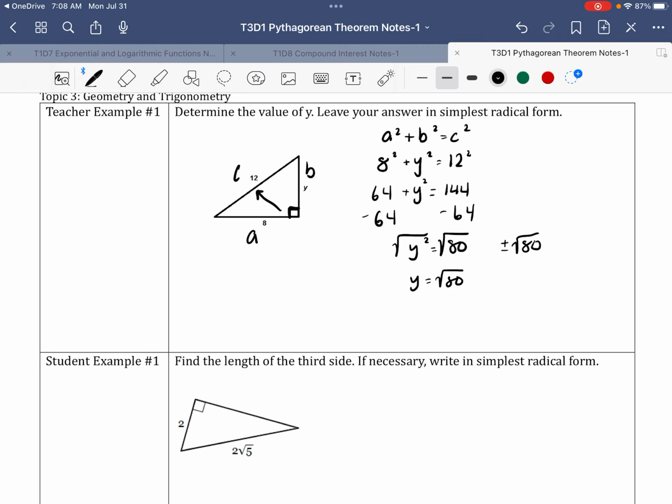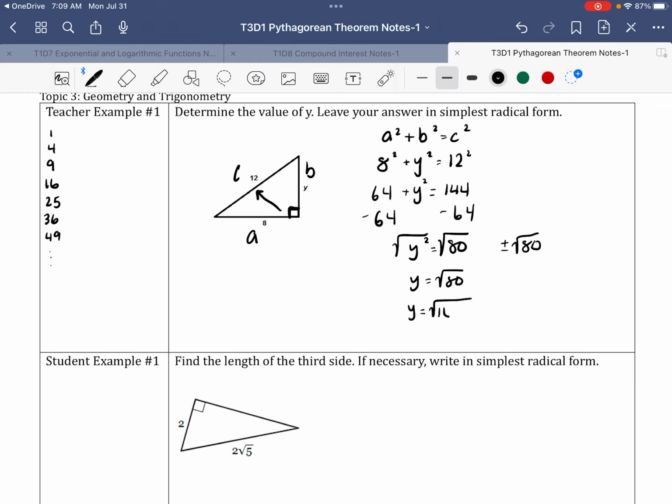Second, the square root of 80 is not in its simplest form because there are perfect squares that are factors of 80. And there's two ways that you can go about simplifying this. Number one is if you know all of your perfect squares, right? So those are your numbers 1, 4, 9, 16, 25, 36, 49, and so on and so forth. And you can figure out what is the biggest perfect square that is a factor of 80. In this case, it's going to be 16 because 16 times 5 equals 80.